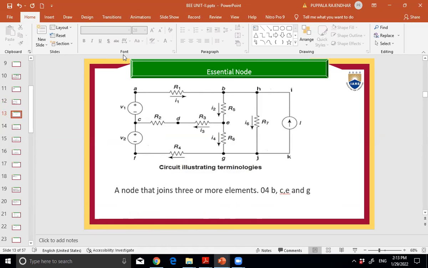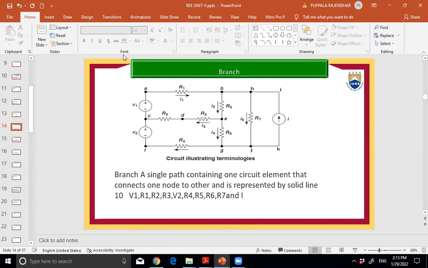What is the essential node or principal node? A node that joins 3 or more elements. So this is a principal node. Okay. This is also a node, but a normal node. It's not a principal or essential node. This is also not a principal node.